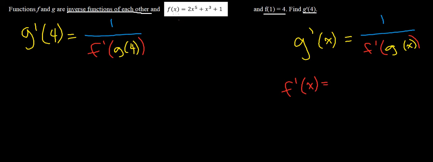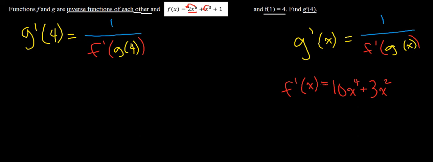For f prime of x, we do the power rule on the first term, bringing the power out front: 5 times 2 is 10, times x to the 5 minus 1 power, or x to the 4th. We add to that the derivative of x cubed, using the power rule: 3 times x to the 3 minus 1, or x squared. And the derivative of 1, a constant, is simply 0.